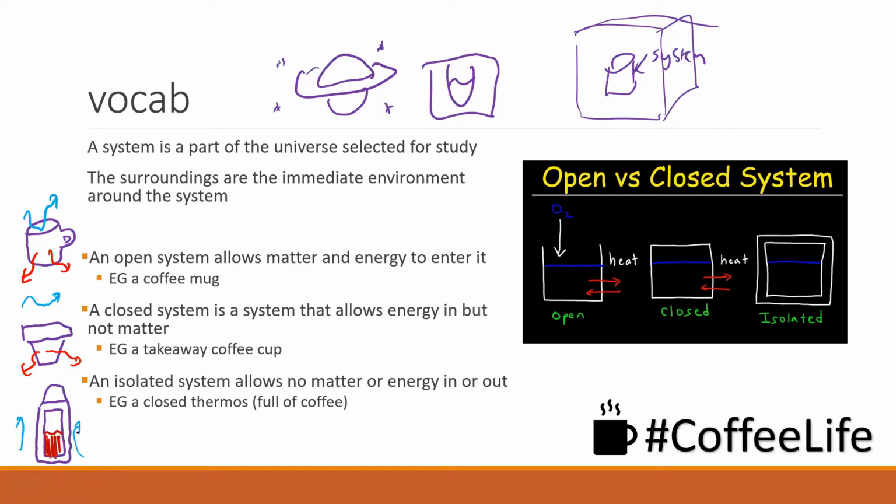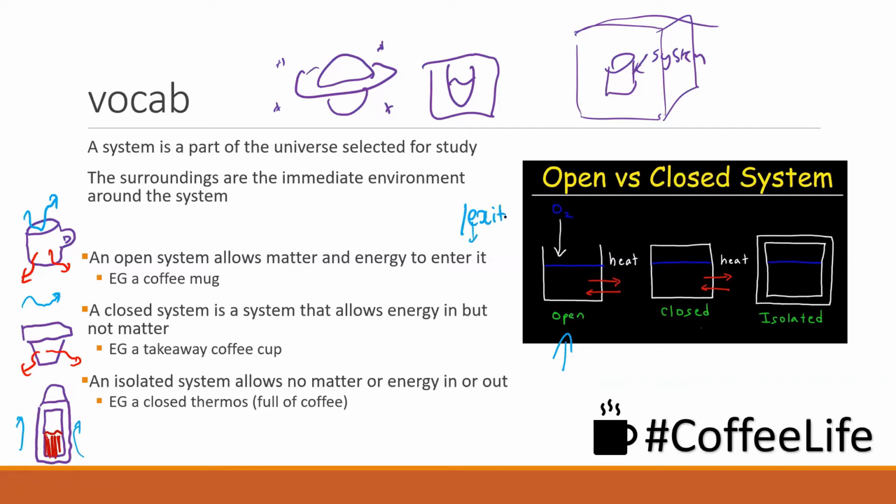So on the right here, I've got another picture of the same thing that I just drew. So on the far left, I've got the open system, which is the coffee mug. You can see that O2 can get in and heat can get in and out. So I probably made a mistake when I wrote this slide. I should have said open system allows matter and energy to enter it. So it probably should be enter/exit, but still.